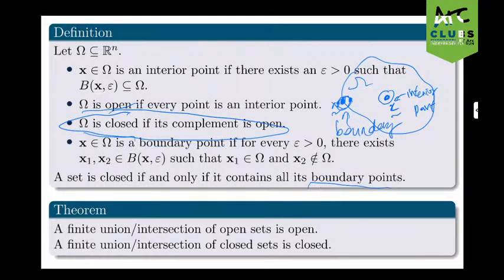A theorem over here: a finite union or intersection of open sets is open, and similarly, a finite union or intersection of closed sets is closed. So if you have more complex sets, you can break them up into unions or intersections of simpler sets, and then you can use this theorem.